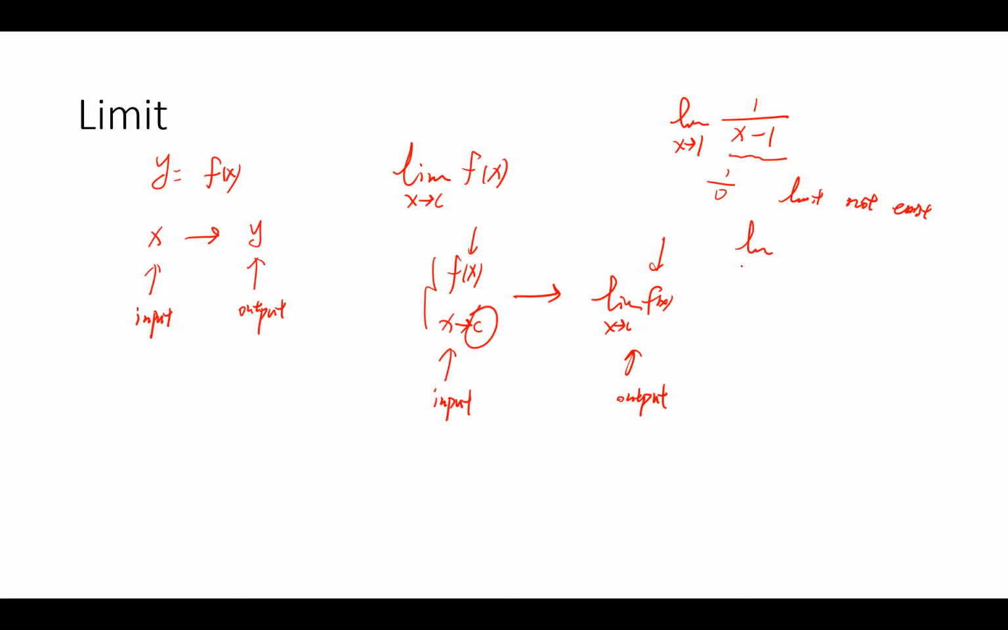However, if we say the limit as x goes to 2 of this function, now because we know that the function is not continuous only at this point, which is x equal to 1, because x cannot be 1, it means that in all other points it is continuous. Now, if it is, then we can just plug in the value of x equal to 2. So we can just say 2 minus 1, which is 1, right? So this is the limit.